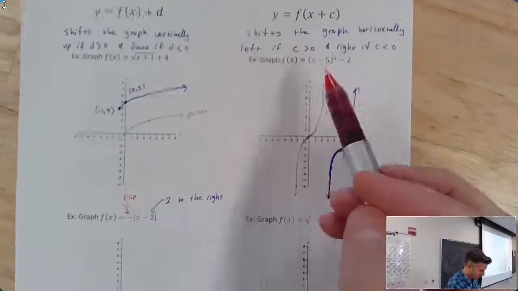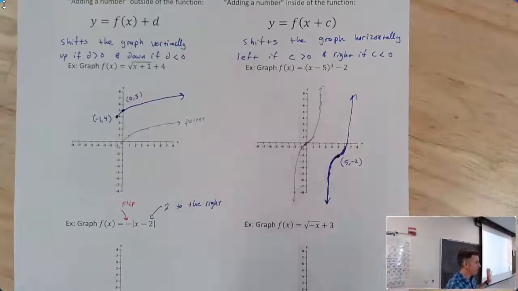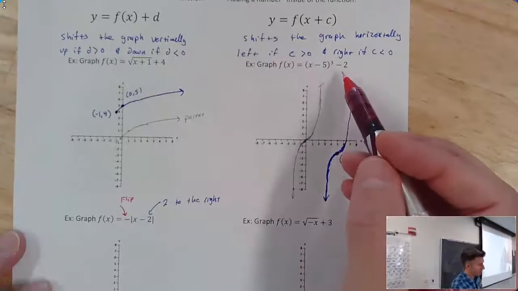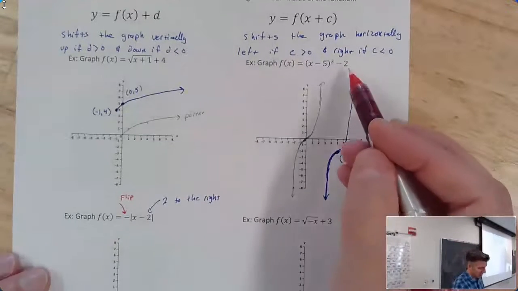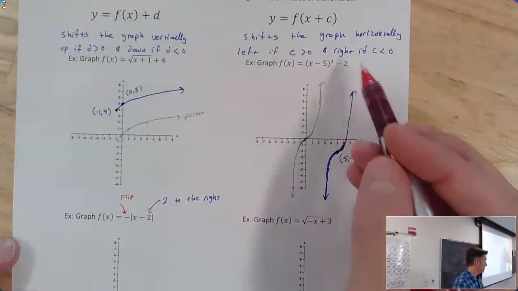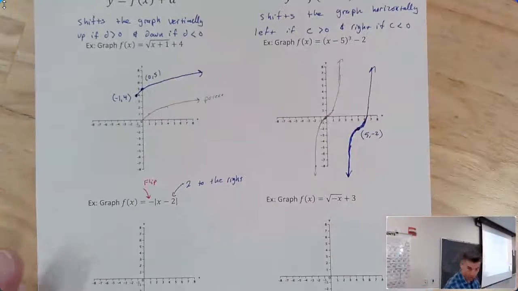Same deal here, right? For this one, I do x minus 5, then I cube it, which is kind of the parent function part. And then after that, I subtract 2, which is why the 5 on the inside is shifting us horizontally, and the 2 on the outside is shifting us vertically. That's really how I am wanting you to look at these things.